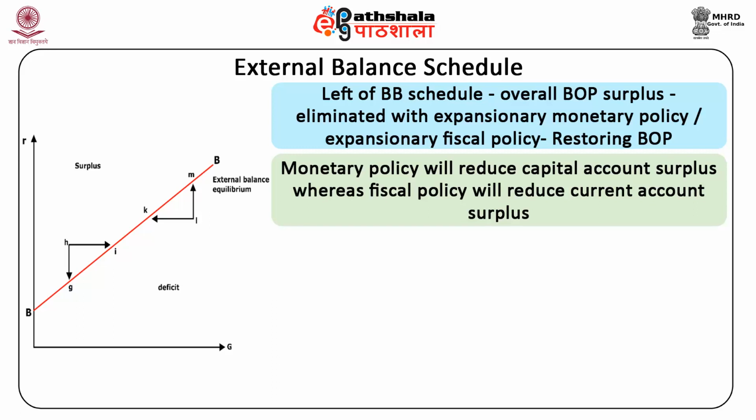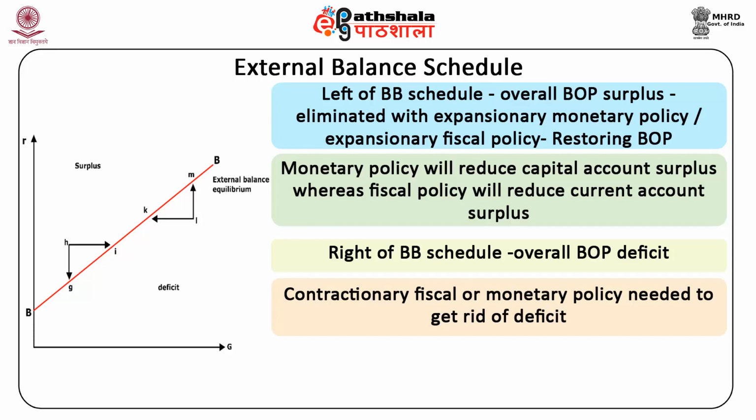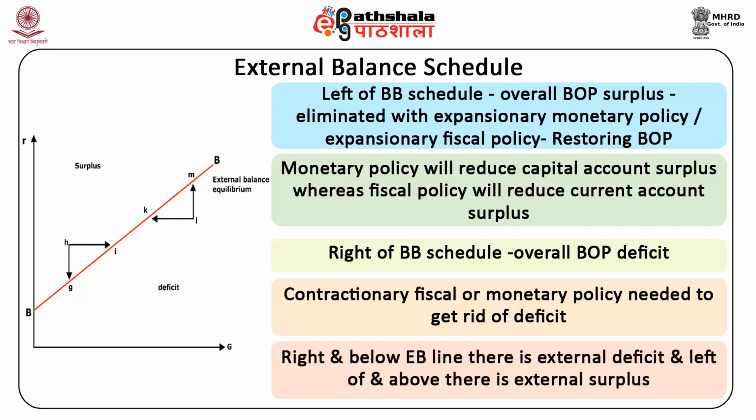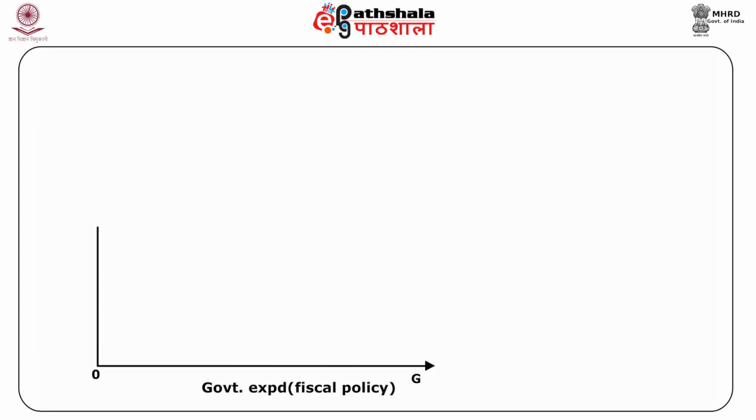Similarly, if we are to the right of the BB schedule, such as I, we have an overall BOP deficit. So, contractionary fiscal or monetary policy is needed to get rid of this deficit. Thus, to the right of and below the BB line, there is an external deficit, and to the left of and above, there is an external surplus. The internal and external balance schedules are now collectively shown in the following figure.